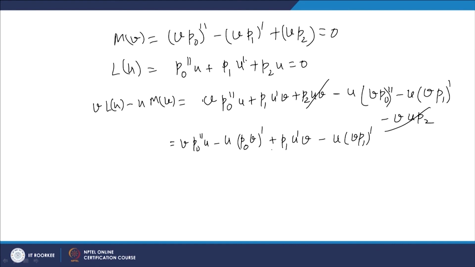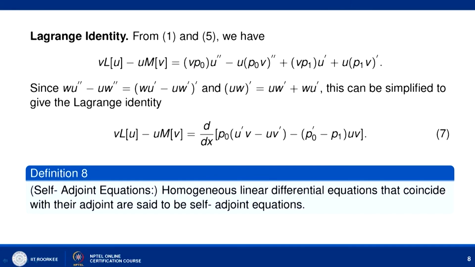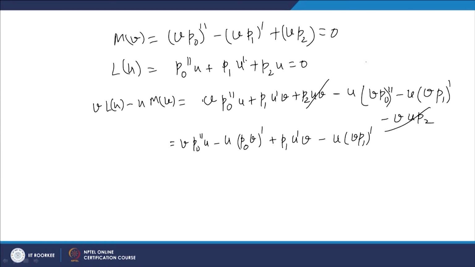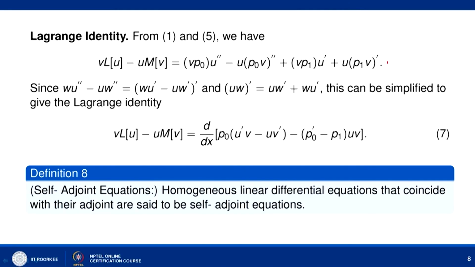So now we want to simplify this. What is written here is V P0 U double dash minus U P0 V double dash plus V P1 U dash plus U P1 V dash. Now let us simplify this. I think there is some problem here, it is a double derivative here. Okay, so when you simplify U M V, I think there is a plus sign here, V P1 dash, here it is a plus sign. Okay, so here we obtained this.